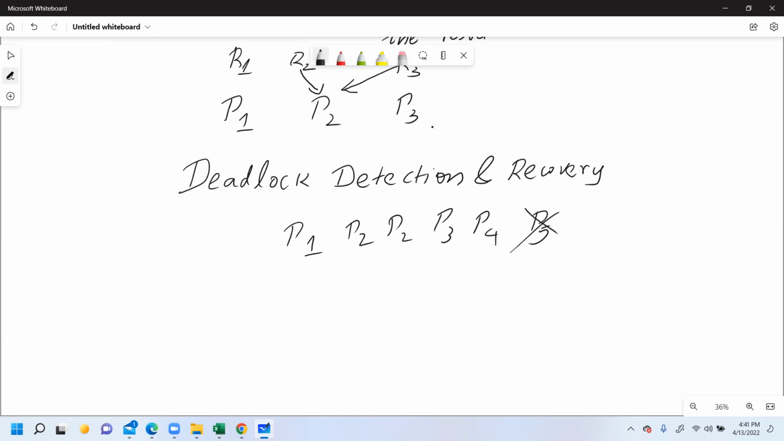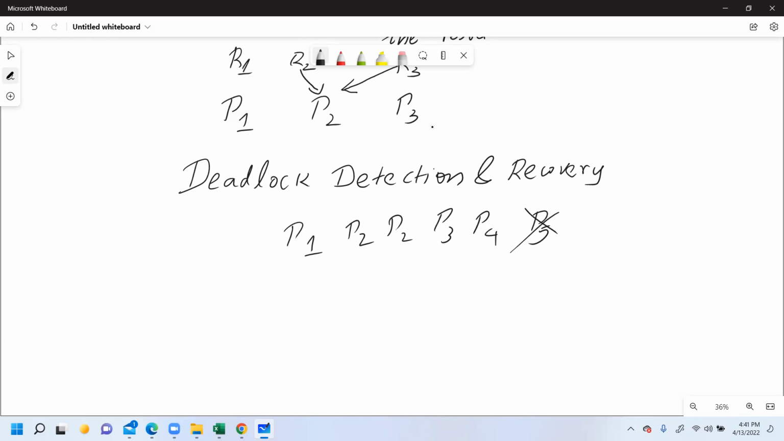What do you mean by killing the process? Actually, you are removing the process from the RAM. That's it. Killing the process means you are removing it out of the RAM. You are removing the process control block, everything. Okay, we're killing that process.